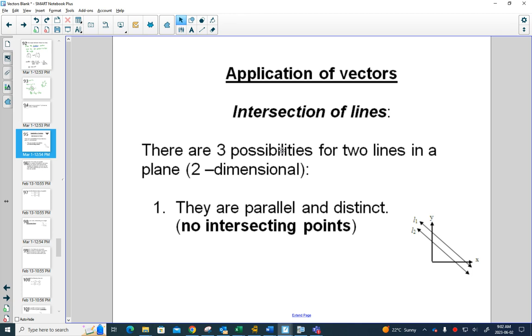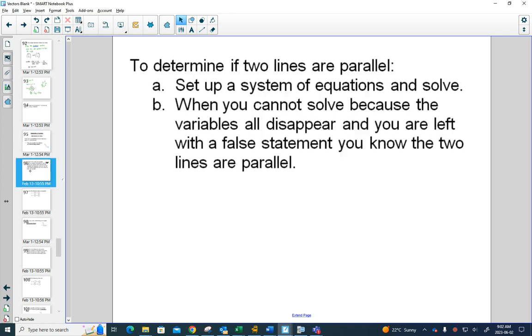So, here's one possibility: they're parallel and distinct. In vectors, or in anything, how do you tell if two lines are parallel? Well, you set up your systems of equations and solve, and usually what happened was everything disappeared when you tried to solve, and you got a statement like 0 is equal to 0, or you got a statement like 0 is equal to 5, something that can never happen.